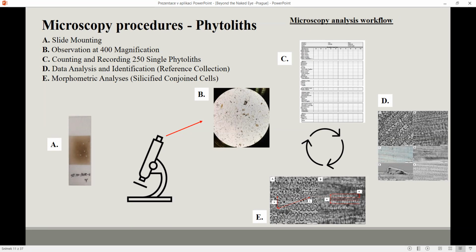Then we proceed with the data analysis, and in this part, we can also consult the reference material in order to identify phytoliths that might be unknown to us, and we can use reference collections from online or plants that we can have in the lab. And finally, if we have the chance to find silica skeletons or phytoliths in anatomical connection, we can also perform morphometric analysis in order to know if these phytoliths are coming from one of the species of wheat or barley. And this can also be done with some pineapple grasses or millets, for example.